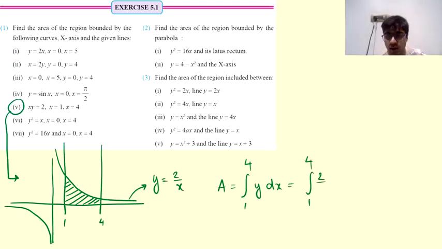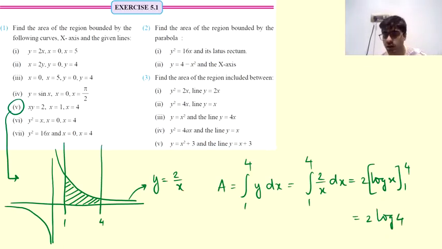That will be integration from 1 to 4. Y is 2 upon x, so this is 2 upon x dx. 2 is a constant, it comes out. Integration of 1 upon x will be log x. That goes from 1 to 4. So this will be 2 times log 4 minus log 1. Log 1 will be 0. So this is simply 2 times log 4. If you want, you can take that 2 inside the logarithm and write that as log of 4 square, which is equal to log 16. So that's the value for the required area.